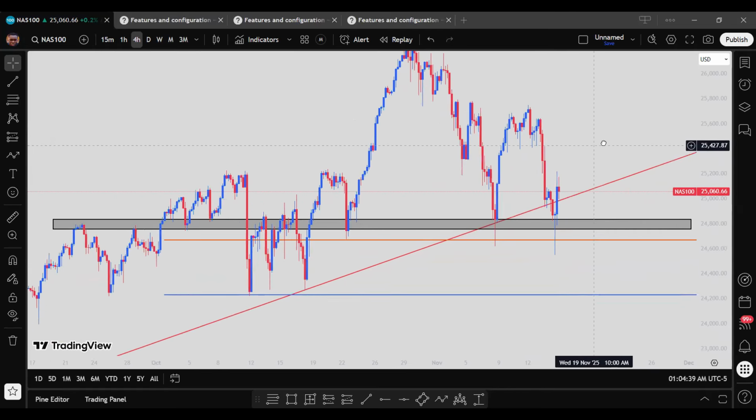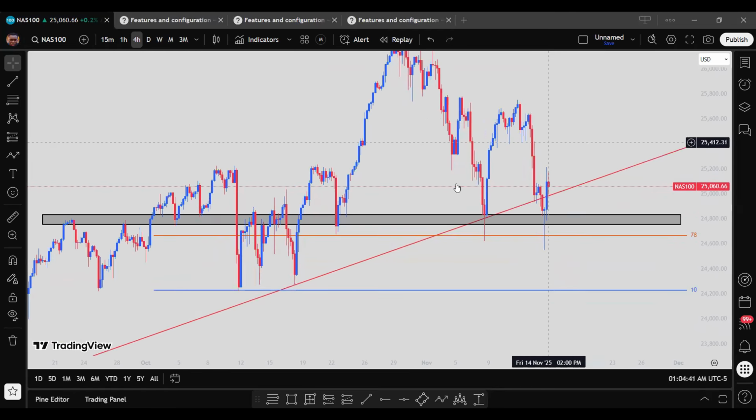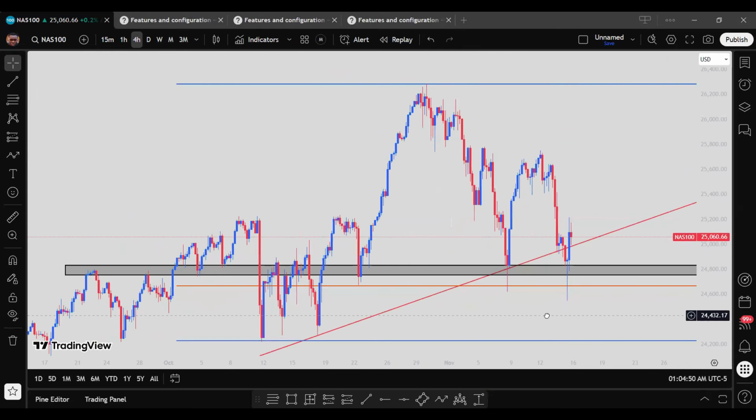So that's it. On NAS100, the Nasdaq, we already got a retracement back into a key level, a daily level, back into a trend line, back into the 70.6 Fibonacci level. So I see no reason why price should not continue back to the upside.